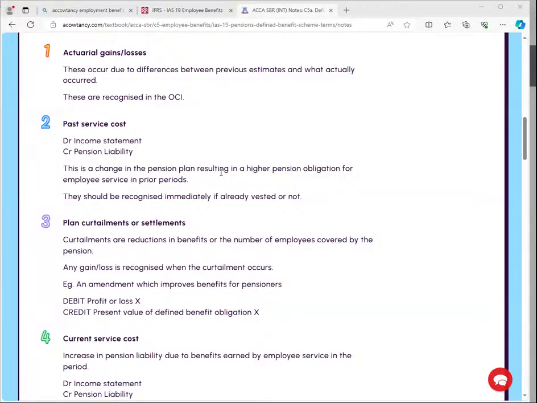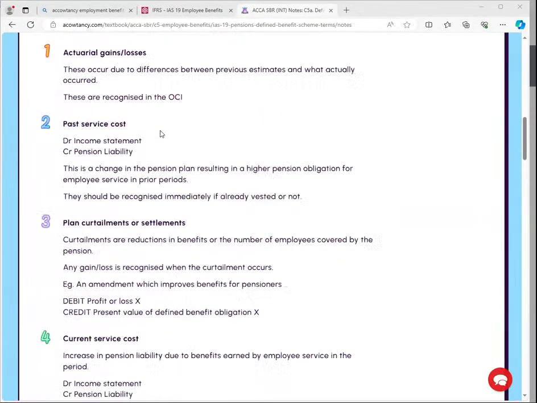These guys worked for us. It has reached a time when these people are being beaten so roughly by inflation, so you have to adjust something for them. They were earning 18,000 per month, like these old teachers. Add them even 3,000. So when you change this pension plan, this is a change in the pension plan resulting in a higher pension obligation for employee service in prior periods.